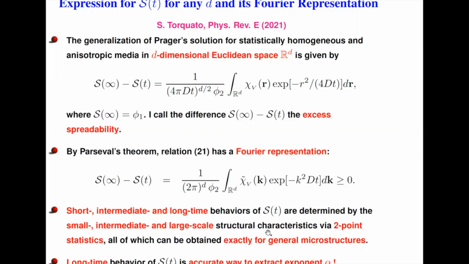scale structural characteristics via these 2-point statistics. And you can do it exactly for general microstructure. So that's a beautiful capacity to have that. And the long time behavior of the spreadability is an accurate way to extract the exponent alpha that I showed you earlier when you have a power law spectral density as k goes to 0.